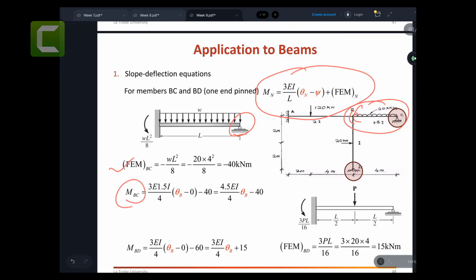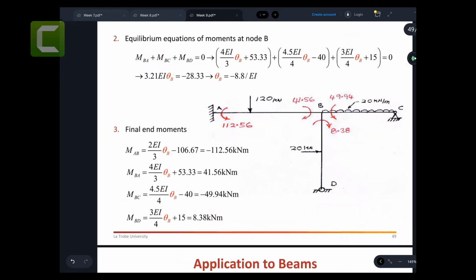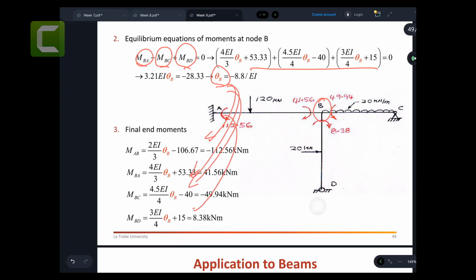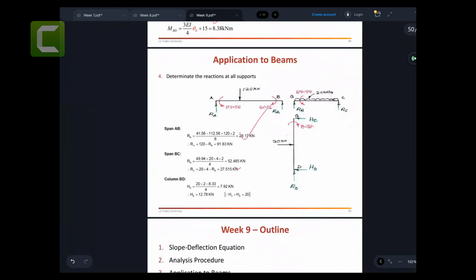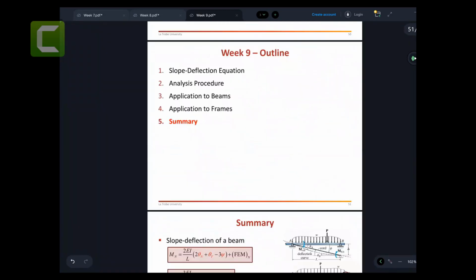And then we take this part here, and again we calculate MBD. Then we apply the equilibrium equation here at point B. You can see MAB, MBC, MBD, and we substitute and calculate theta B. We substitute theta B back into our slope deflection equations to calculate the end moments. Once you calculate the end moments, you can calculate the reaction forces that are shown here.